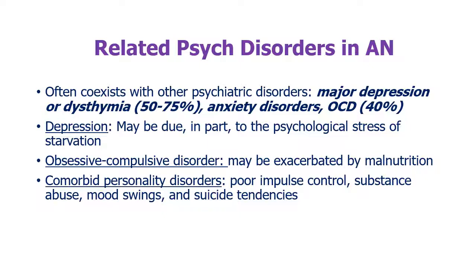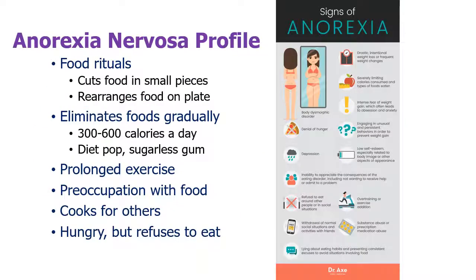And I mean, I don't know about you, but if I was eating as little as them, I'd be depressed too. I like food. There is also an association with OCD, obsessive compulsive disorder, and this may also be exacerbated by the malnutrition that occurs in these patients. The profile of anorexia nervosa is pretty obvious. They have food rituals. They have prolonged exercise. Obviously, they have a preoccupation with food. And they are typically hungry, obviously, because they're not eating, but they refuse to eat.